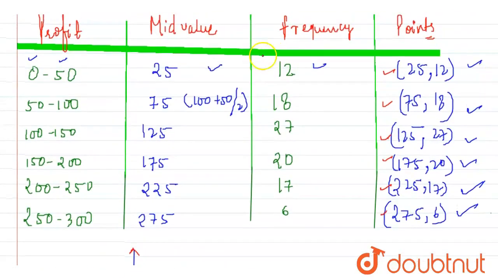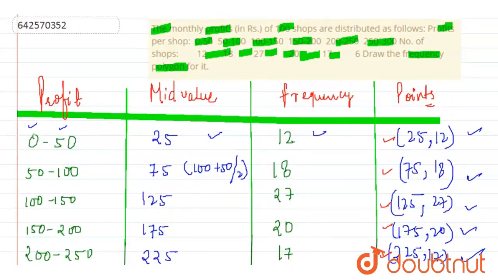So for this one, first we have to find out the mid value, then frequency, then points, and then we have to put down the points. So this is how we are going to do this one. Okay, thank you so much.